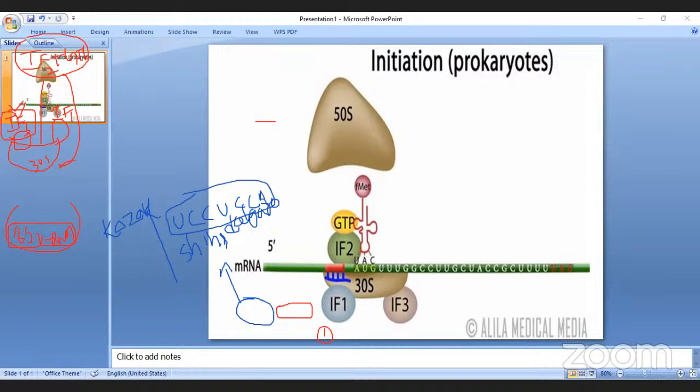Whereas in the eukaryote Kozak sequence, which is T, G, C, G, C, G, C.